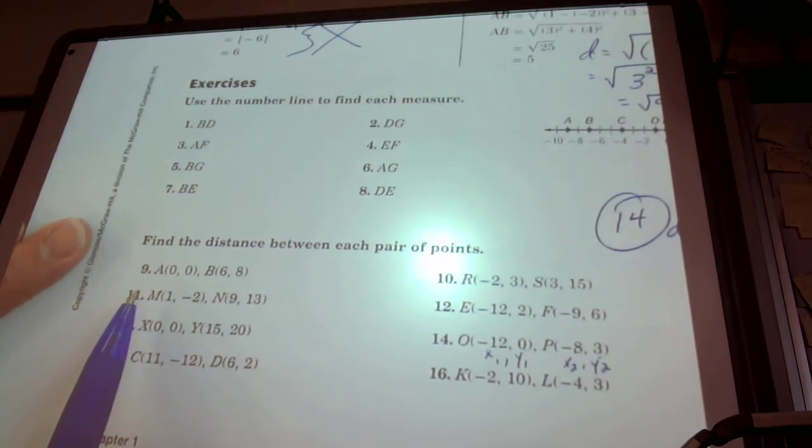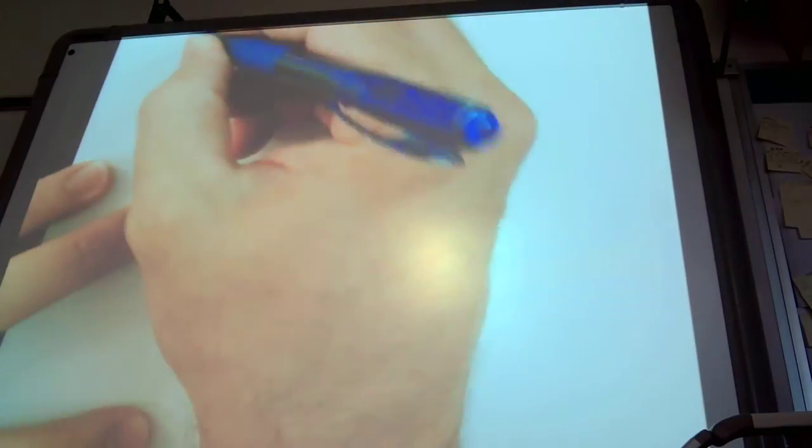I'm going to go to the back, and I'm going to do number 11, this M and N one right here. Nope, I don't have room. Let me get another sheet of paper. Forgot there was something on there. All right, I'm going to go right here. I'm going to do number 11 from that assignment.